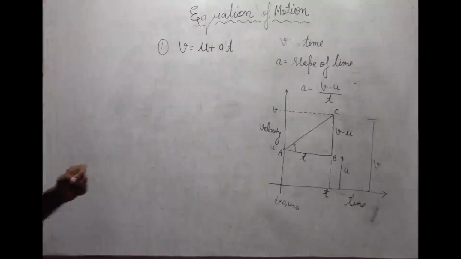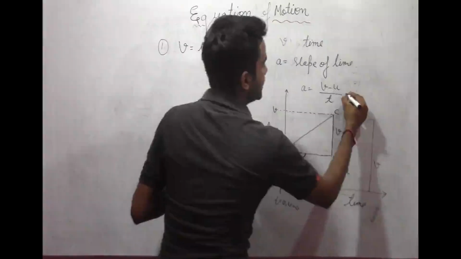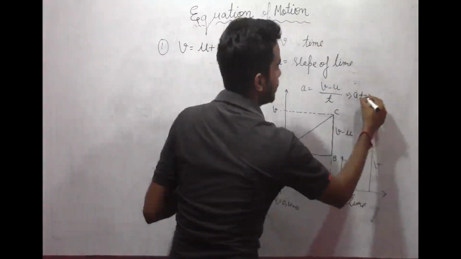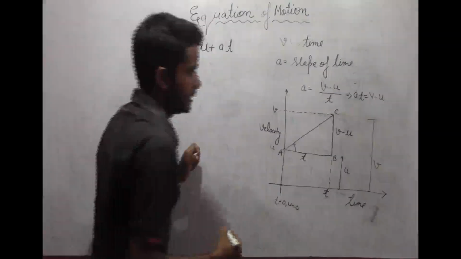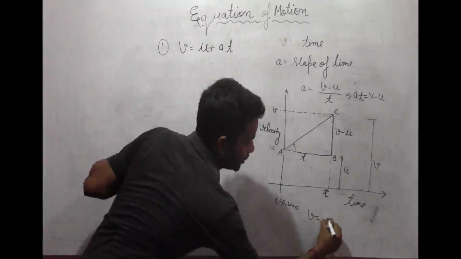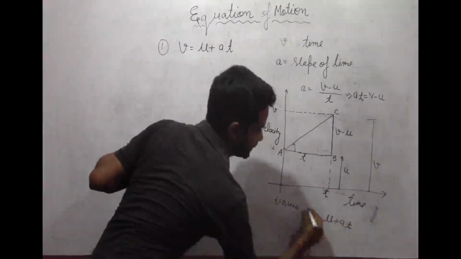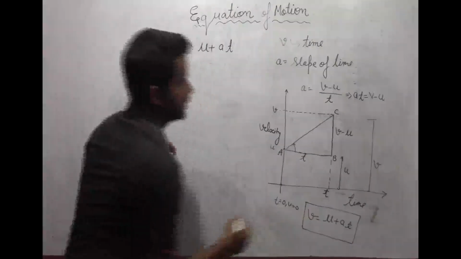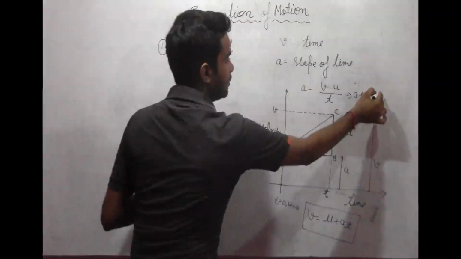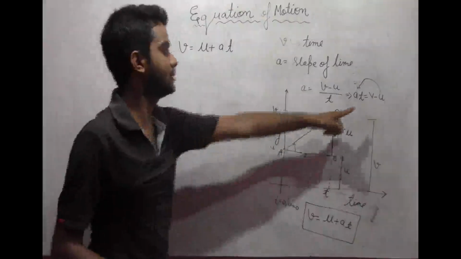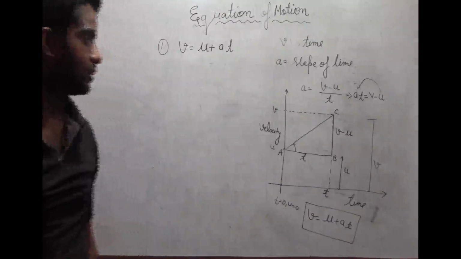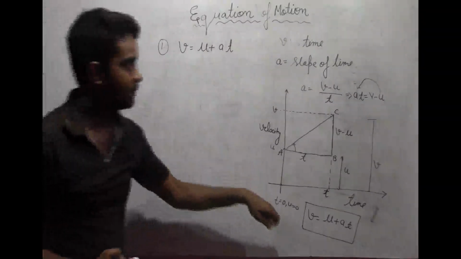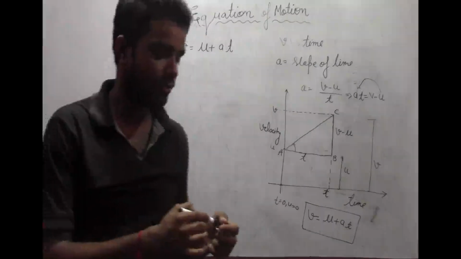Now you can solve it. By cross multiplication, this becomes at is equal to v minus u. Now replace it: v is equal to u plus at. This is your first equation of motion. You place this value on that side, and it becomes plus u. Then v is equal to u plus at. This is your first equation of motion. By the velocity time graph, you can derive the first equation of motion, by using the slope concept.